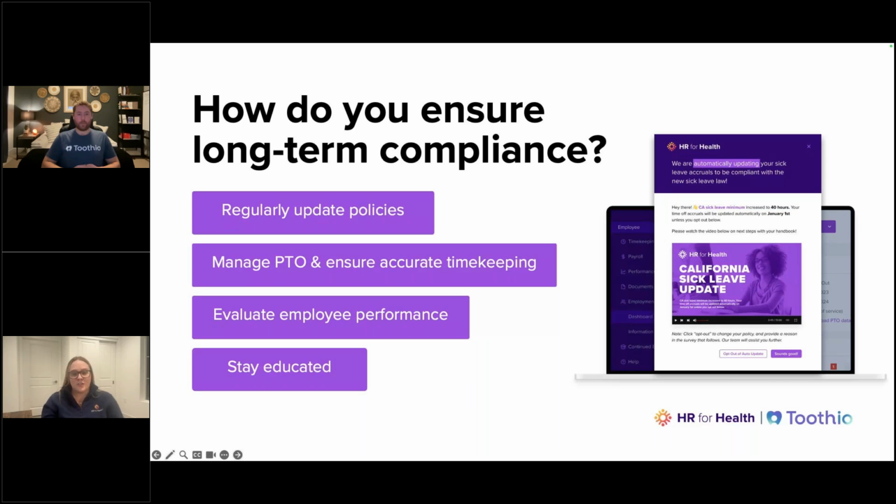So the biggest discrepancy we see when we start working with a client is that they have one thing in writing of what their time off is, and then they're doing something completely different in terms of what's actually being offered and what's actually being tracked. This is a very quick way to lose trust with your team.